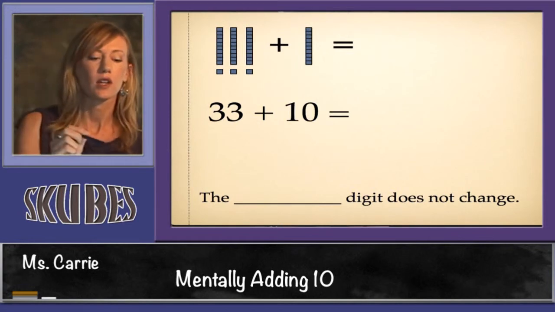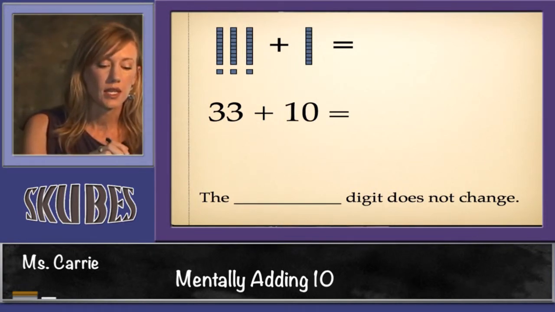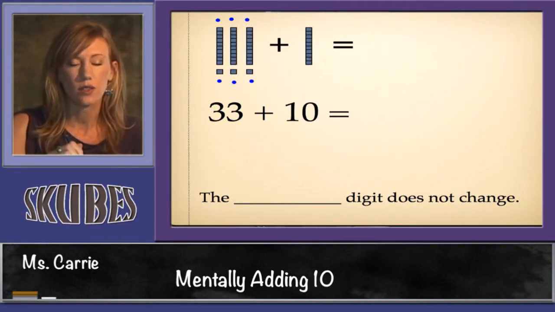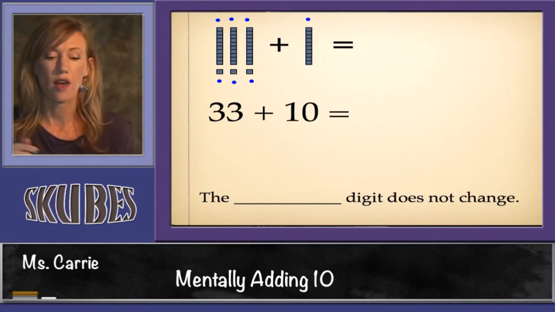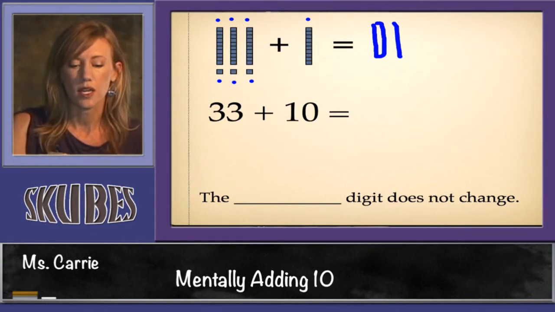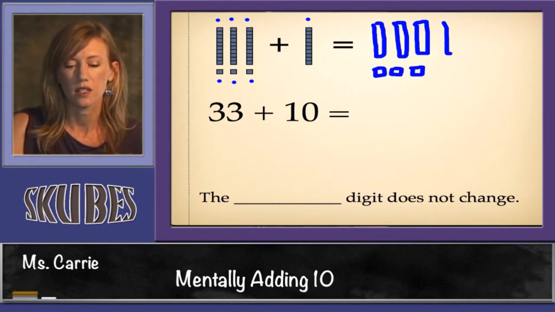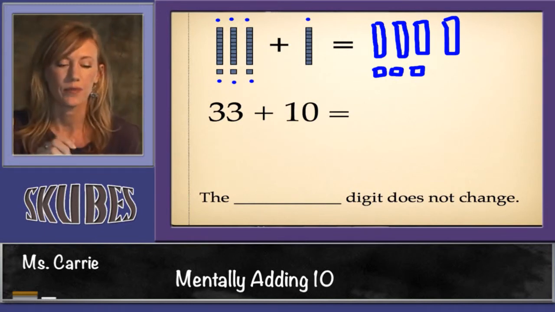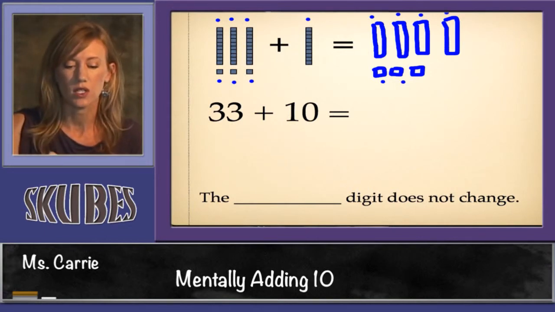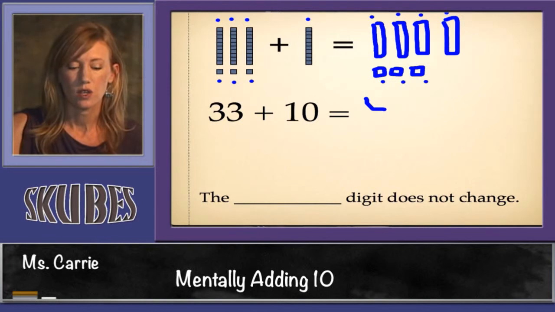If we look at this picture right here on the top with the 10s and the 1s, we see 10, 20, 30, 31, 32, 33, plus 10. Let's draw that out on the other side. We said 10, 20, 30, 31, 32, 33, plus 10. Let's add that up and see what we get. 10, 20, 30, 40, 41, 42, 43. So 33 plus 10 is 43.